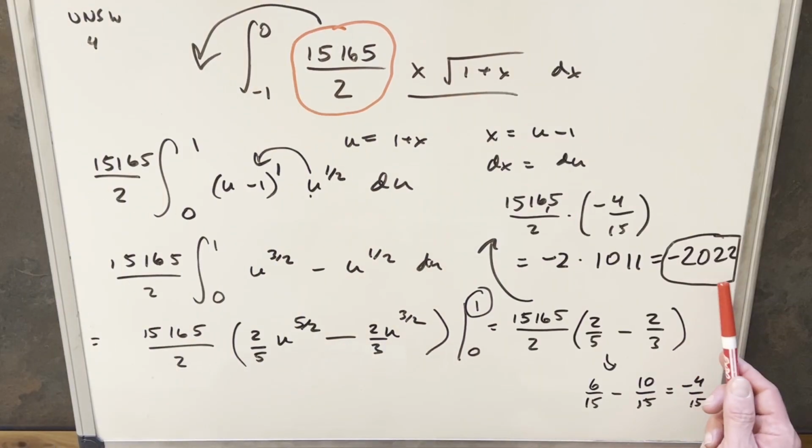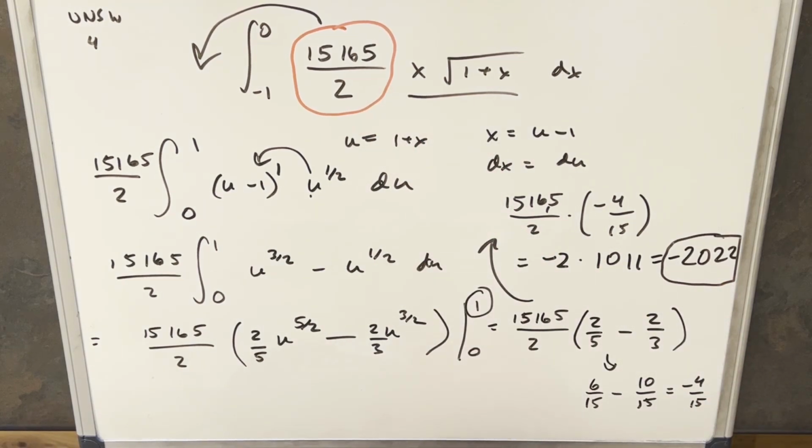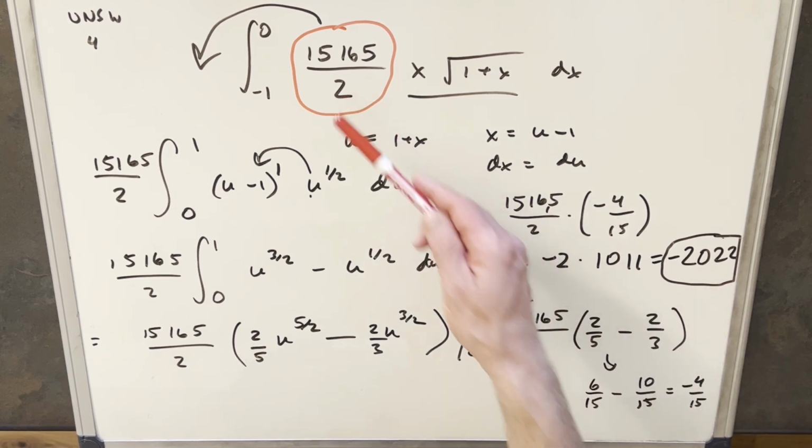So I think the moral of the story in a contest problem is if you've got something suspicious like this and it's 2022, well, they're going to want to have a 2022 somewhere. And so that's what they're trying to do.